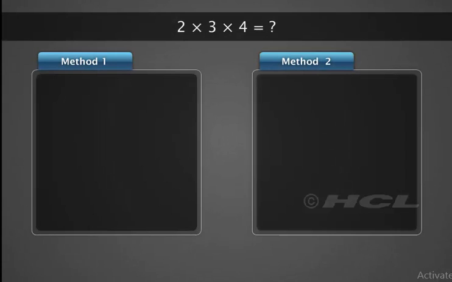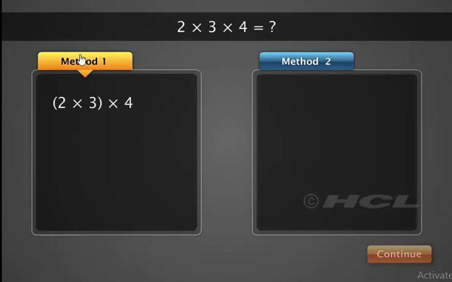Let's check if the associative property applies for multiplication. Click each button to see the different ways of grouping the numbers. We group the first two numbers and find their product. Then, we multiply the third number to get the result, which is 24.